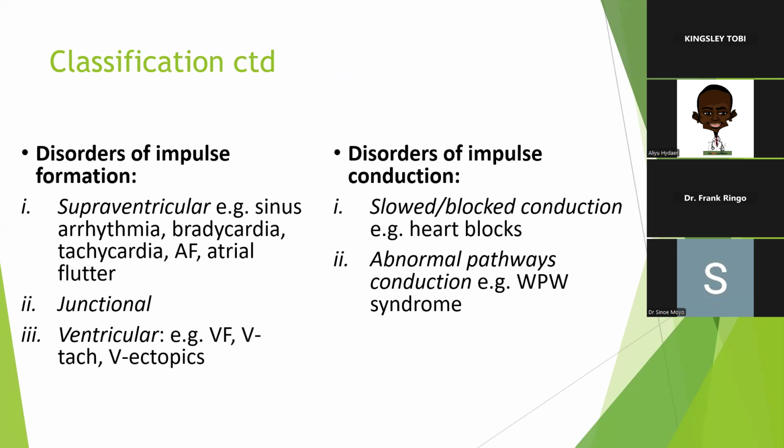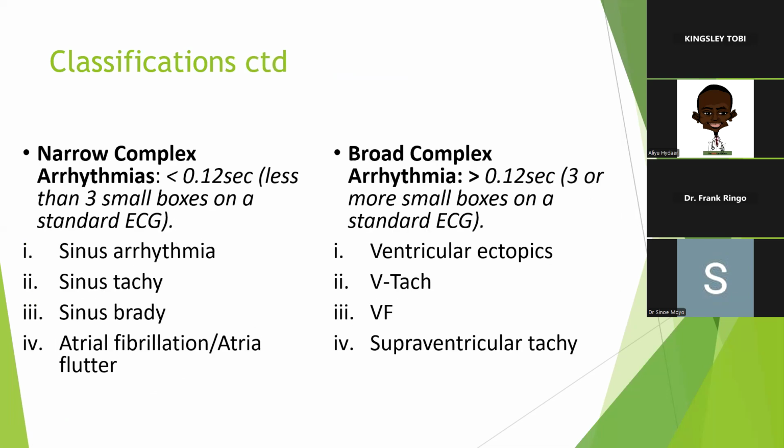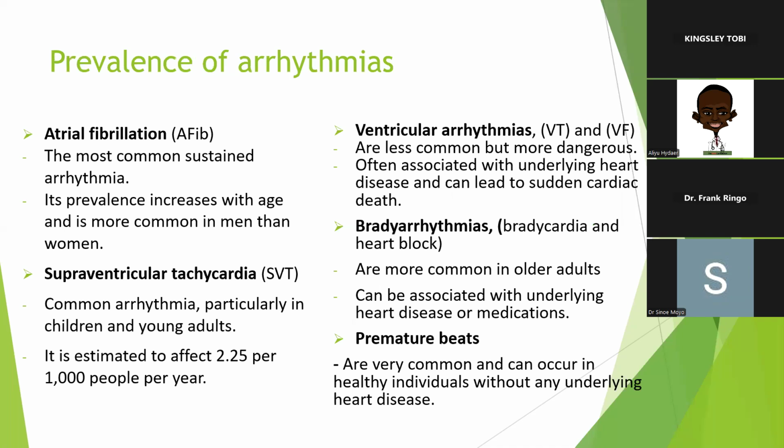We also talked about disorders of impulse formation and impulse conduction. And another very important one is to distinguish them based on the width of the QRS complex. So we have narrow complex arrhythmias, with less than 0.1 seconds, while the broad complex is more than 0.12 seconds. And these are different ways of classifying them.